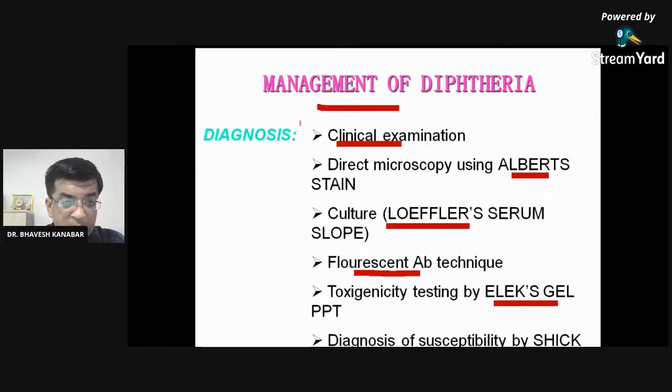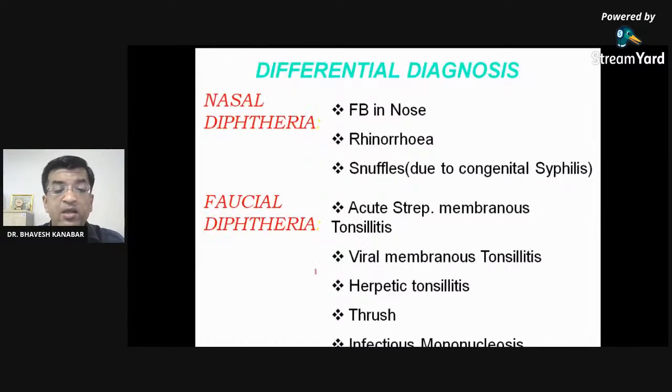So this slide is very much important. Clinical diagnosis, Albert stain, Loeffler serum culture. This is direct microscopy. This is culture. This is serological test, fluorescent antibody test. Toxigenicity test is Elek gel precipitation test. Diagnosis of susceptibility by Schick test.